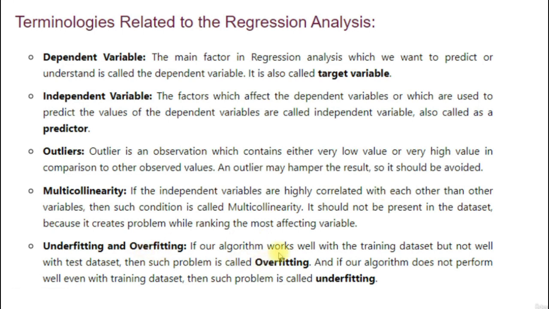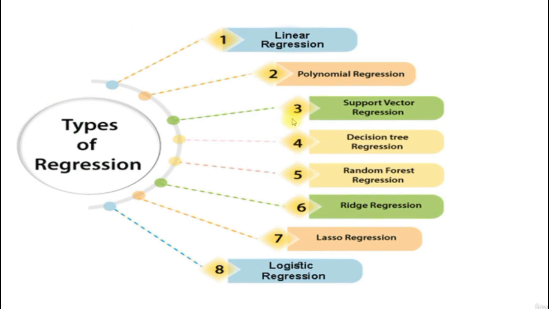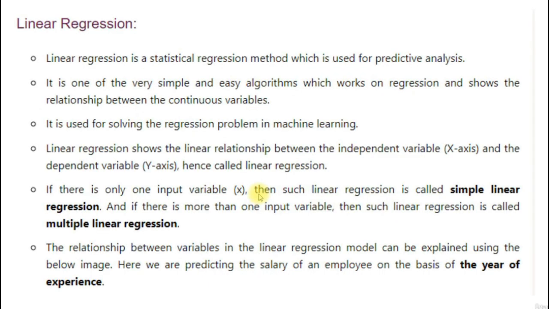Now underfitting and overfitting. If our algorithm works very well on the training dataset but does not perform well on the test set, so when you're training the model it is working very well, but at the time of testing you are not getting the desired output, then such a problem is called overfitting. And if our algorithm does not perform well even on the training dataset, such a problem is called underfitting. So these were some important terms. Now these are some of the important regression algorithms that we're going to see in the course: linear regression, SVM, decision tree, random forest. So these are some types of regression algorithms. I hope you are very clear with the basics of regression.